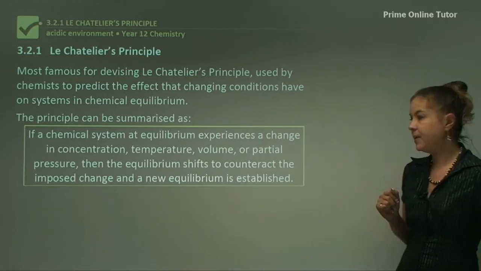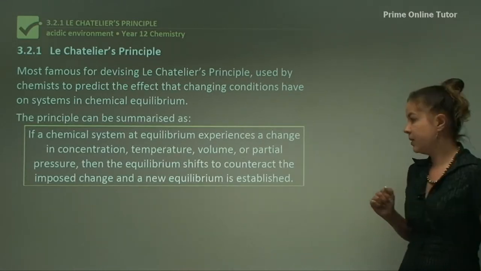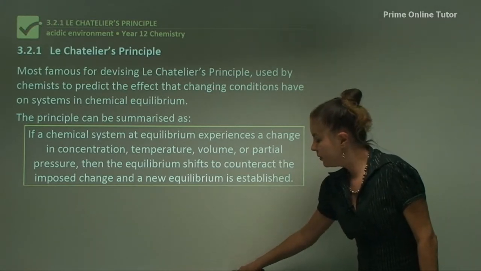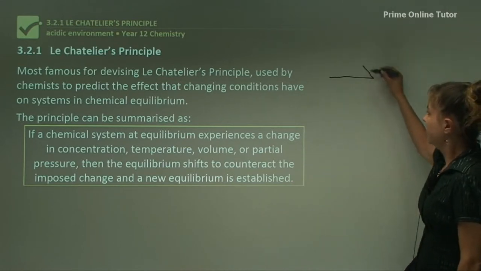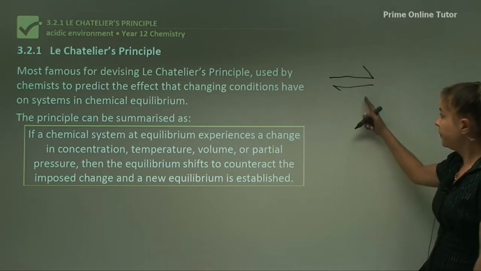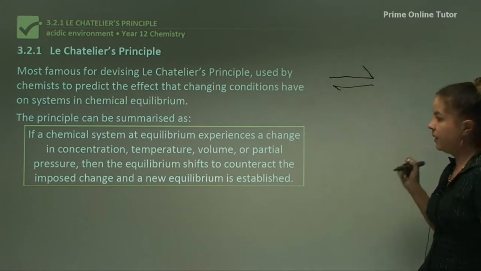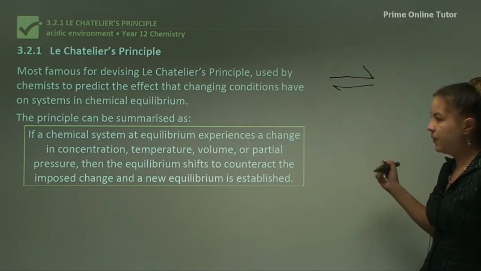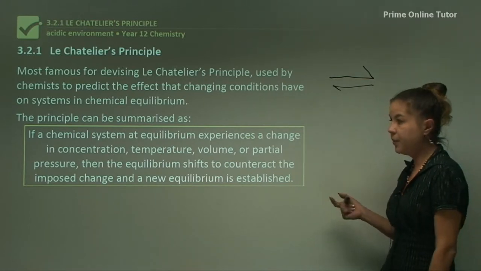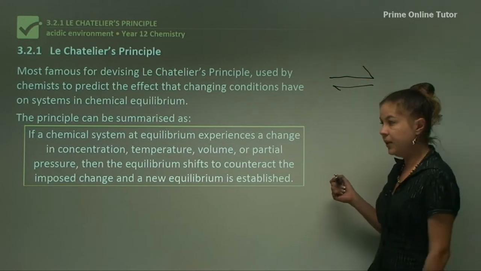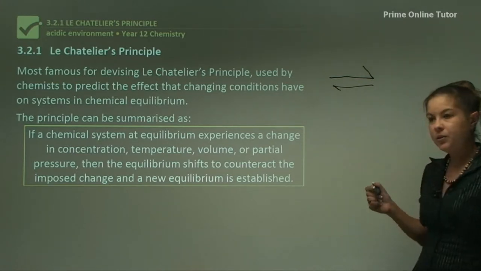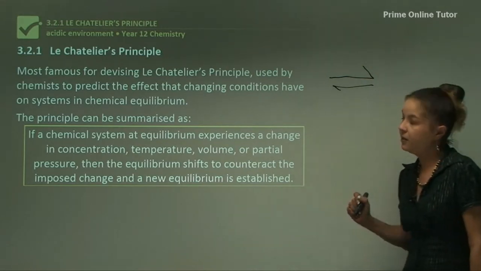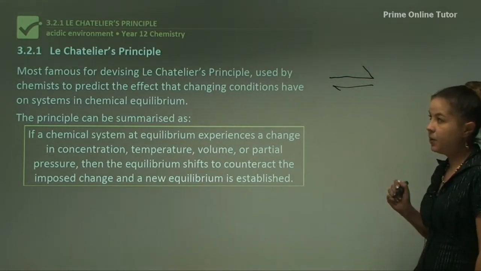And his principle can be summarised with this box here. If a chemical system at equilibrium, and you'll need to remember that the symbol for equilibrium is two arrows, one going each way, if a chemical system at equilibrium experiences a change in concentration, temperature, volume, or partial pressure, then the equilibrium will shift to counteract the imposed change, and a new equilibrium will be established. So that's what Le Chatelier is most famous for.